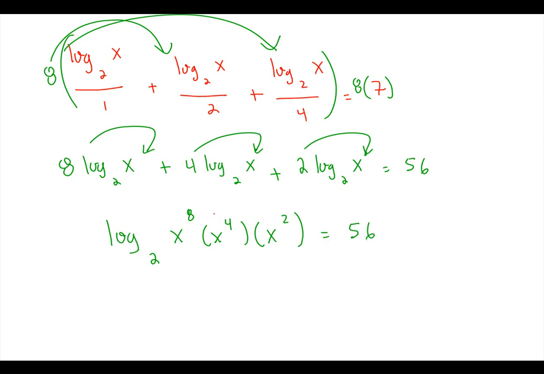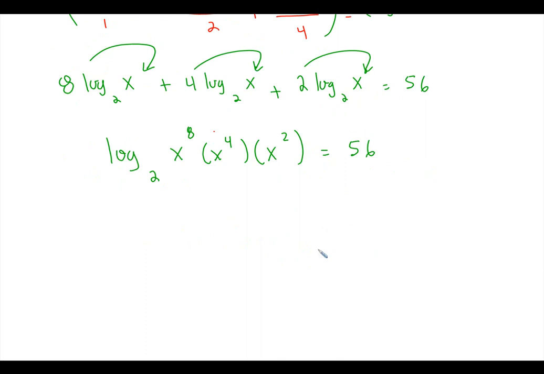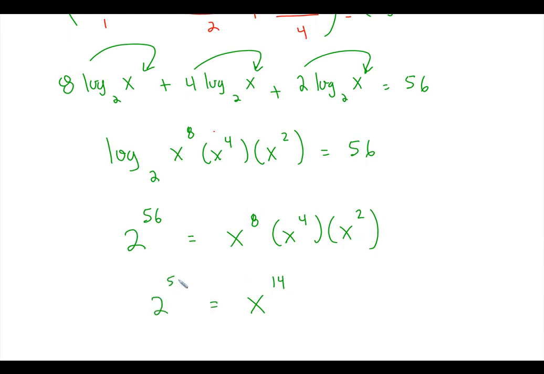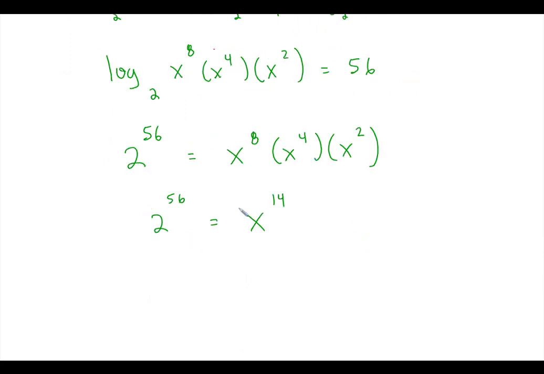Now that we have it written as a single log, what we can do next is change it to exponent form. 2 to the 56th power is equal to x to the 8th times x to the 4th times x squared. And then we can add all these exponents. I'm going to get x to the 14th power is equal to 2 to the 56th power.